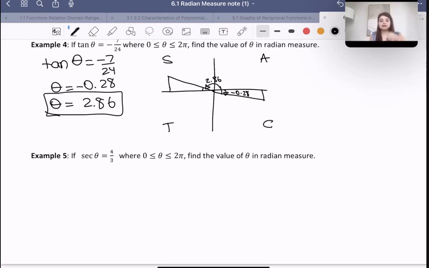This one says, if secant theta is 4/3, where our domain is from 0 to 2 pi, find the value of theta in radian measure. Okay, so we know that secant is 4/3, which means that cosine theta is 3/4. Simple as that. Now, if we plug that in our calculator, we'll find out that theta is equal to 0.72. And that is a correct answer for this, right? Because this is between 0 and 2 pi, so it is a good answer.